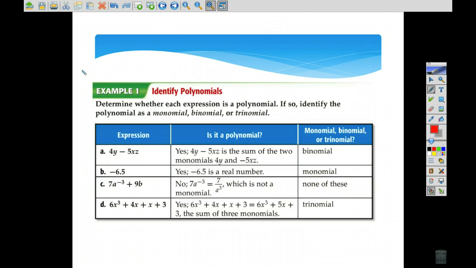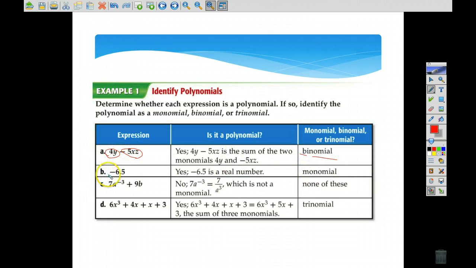Okay, so identify polynomials. Determine whether each expression is a polynomial. If so, identify the polynomial as a monomial, binomial, or trinomial. Mono means one, bi means two, tri means three. First, let's identify if they are polynomials. 4y minus 5xz. Yes, it's a polynomial because it's a sum of two monomials, 4y and negative 5xz. There are two terms, so it's a binomial.